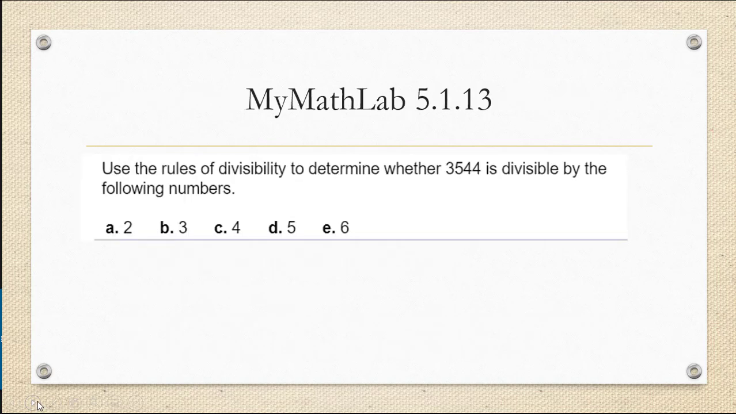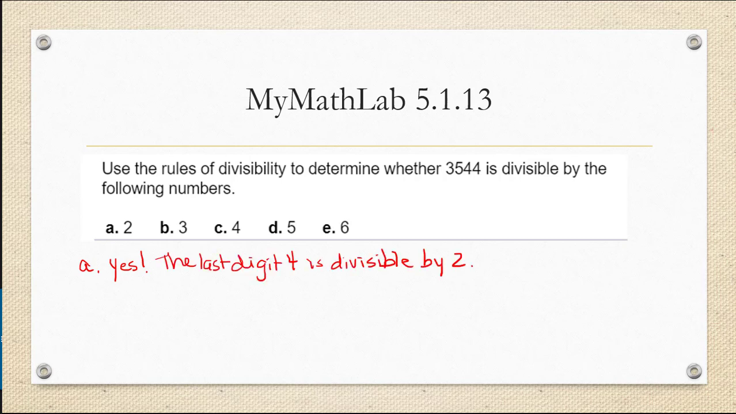Now let's use the rules of divisibility to determine whether 3,544 is divisible by each one of the following numbers. This is a question that appears in the homework assignments for the classes that I teach. Let's look at part A. Is 3,544 divisible by 2? In other words, is it an even number? If you said yes, you're correct. We know this because the last digit, 4, is divisible by 2.